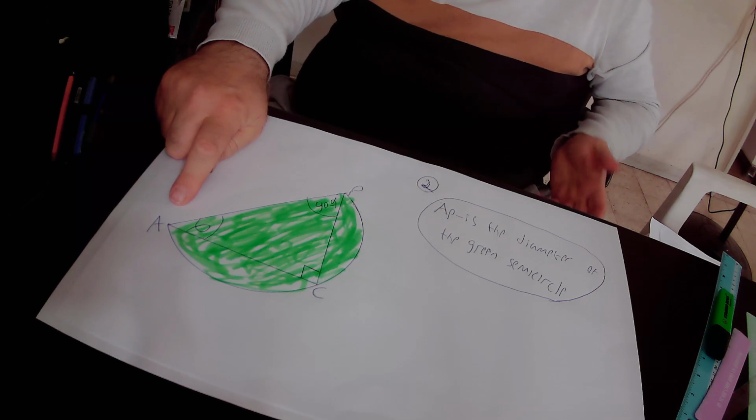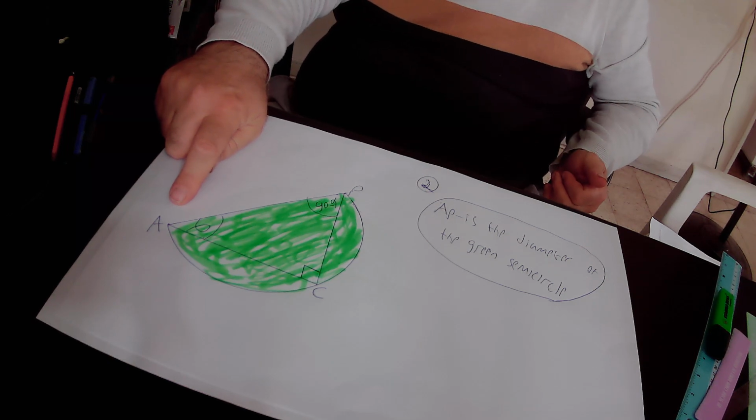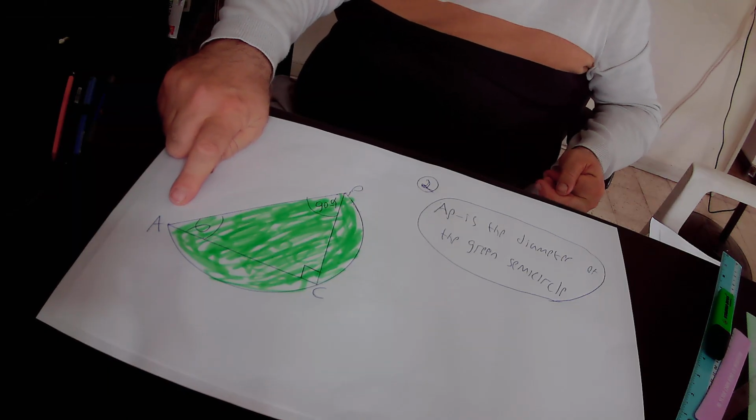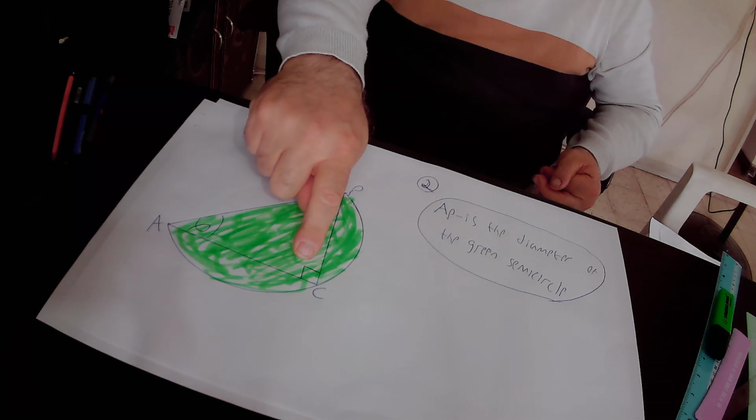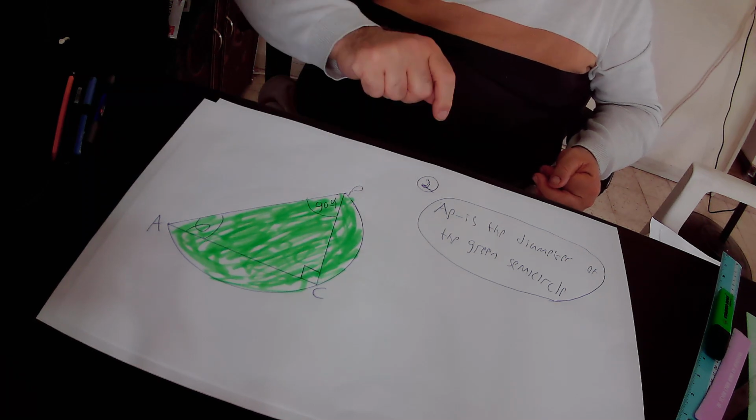Why? Because according to rule 7, any peripheral angle that is subtended on the diameter of the circle must be equal to 90 degrees in size. Therefore, peripheral angle ACP must be equal to 90 degrees in size. Here, it's a right angle.